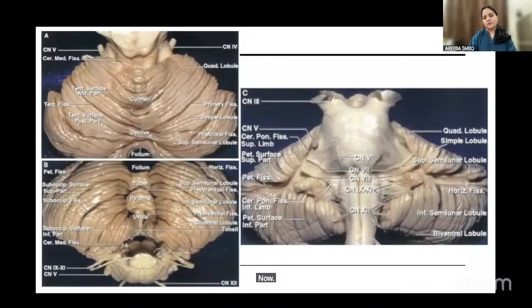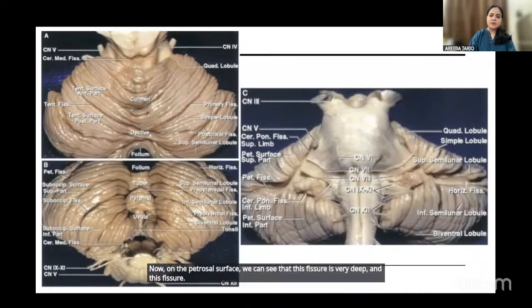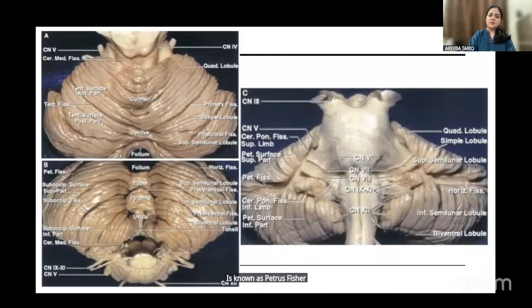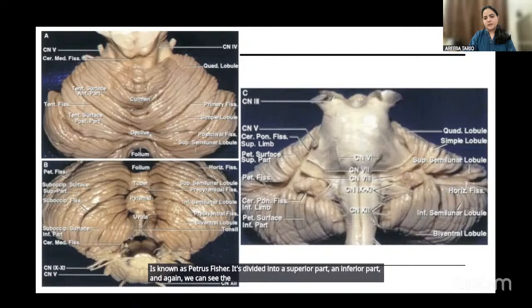Now, on the petrosal surface, we can see that this fissure is very deep, and this fissure is known as petrous fissure. It's divided into a superior part and an inferior part, and again, we can see the brainstem, the pons, and the medulla over here.